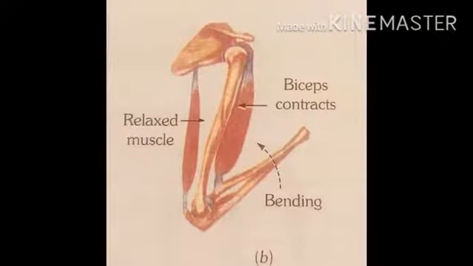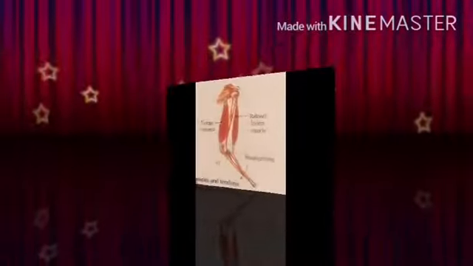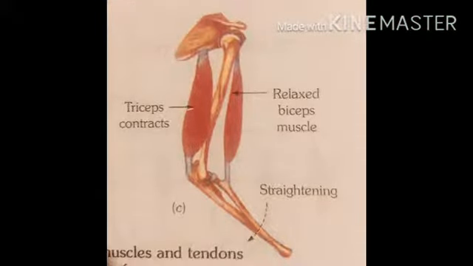Now this is the second, the bending of the arm. See, in this, the biceps contract and the triceps muscles relax, then it bends upward. You have to move your lower arm up. Now this is the third figure, the straightening of an arm. In this you see the triceps contract and the biceps muscles relax. Then you are able to straighten your forearm.